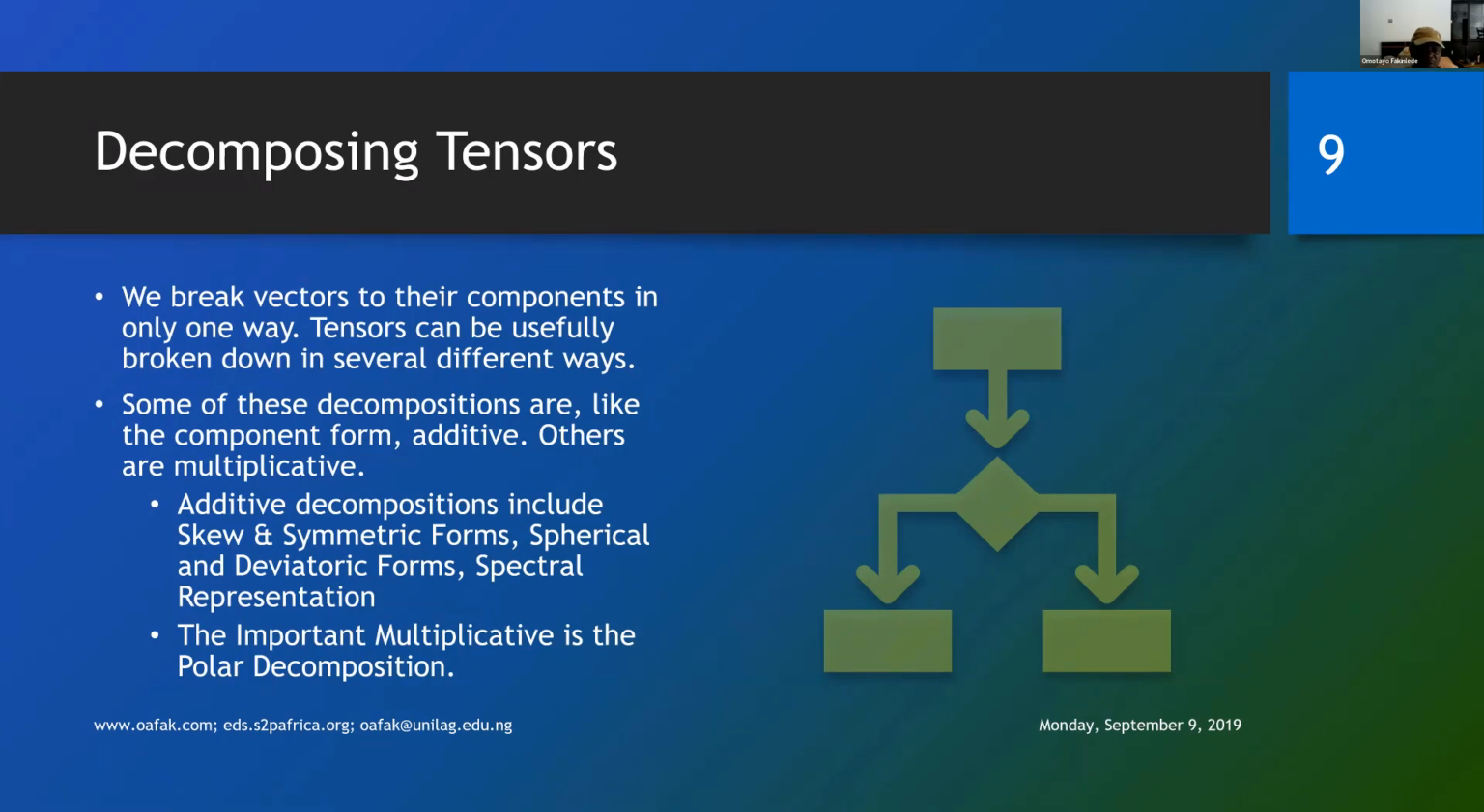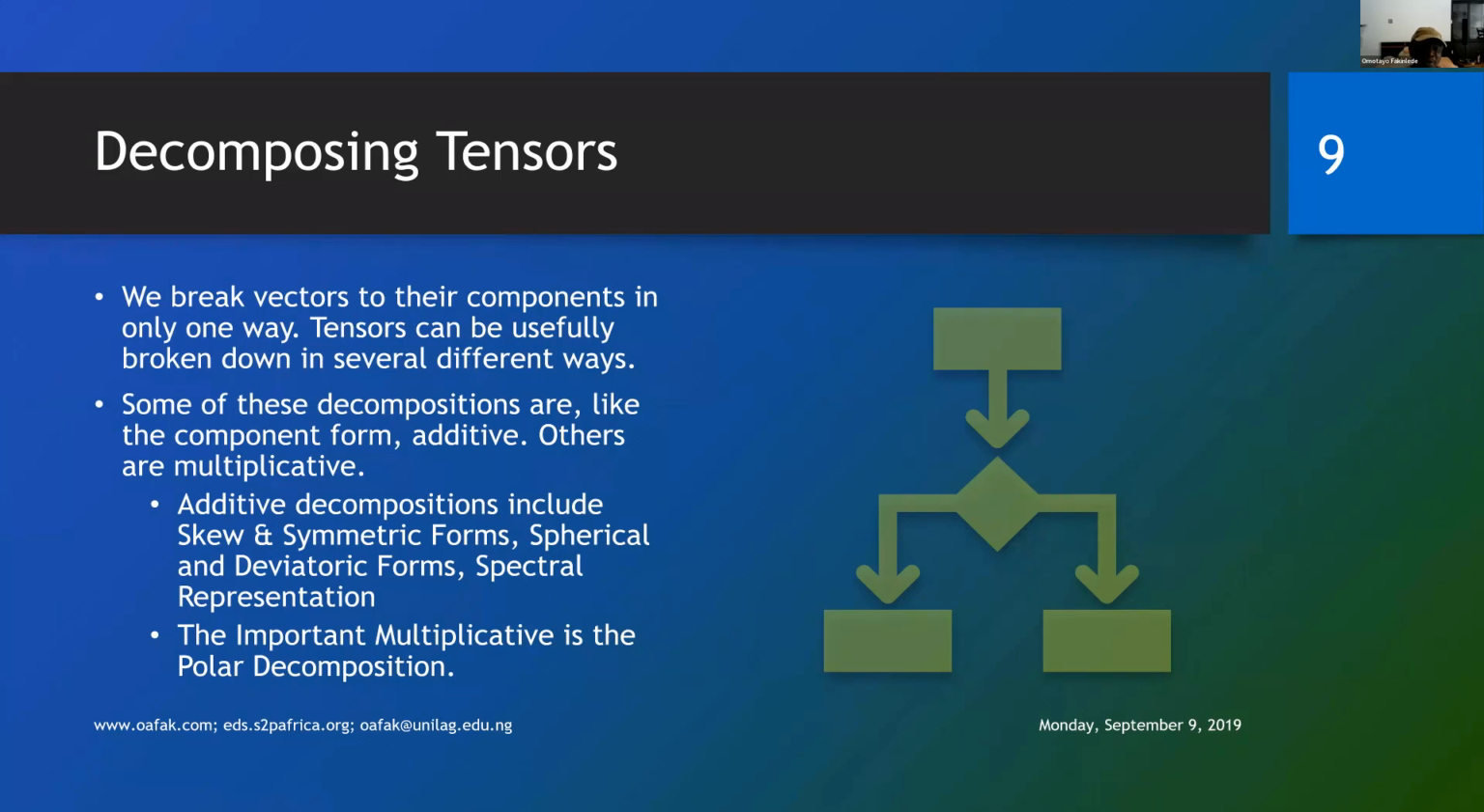Additive decompositions can also happen in tensors. There are 4 different additive decompositions. You can break a tensor into its skew and symmetric forms. You can break it into the spherical and deviatoric forms, or you can break it into its spectral form. And all of these are additive, including breaking it into its dyad basis. When you decompose a tensor additively, the tensor is equal to all of those things added together.